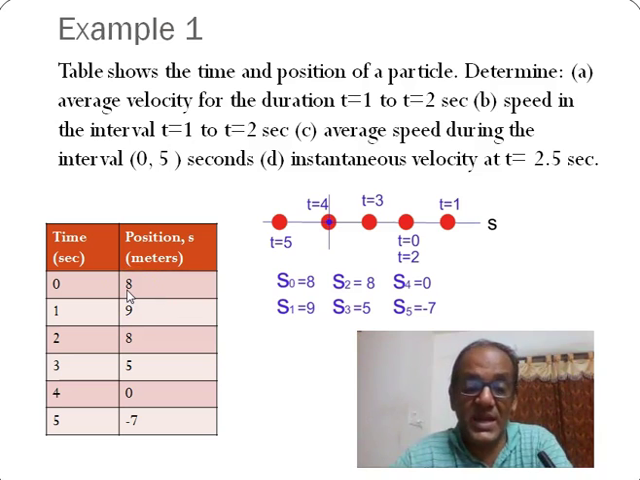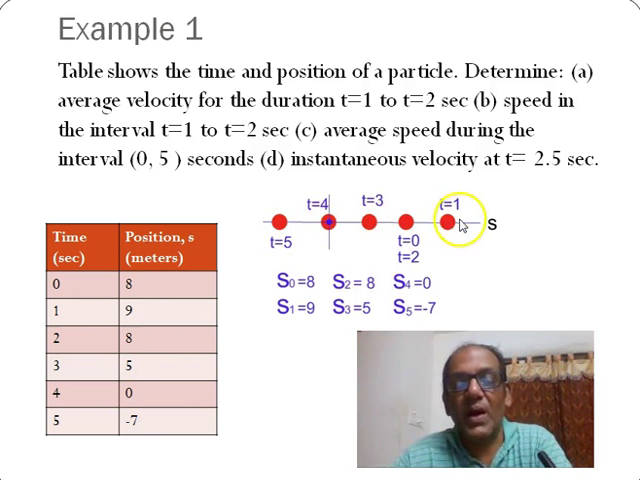This 8 is plus 8, so it is to the right. And at 1 second it is 9 and so on. All these are distances given. What is shown here is the positions of the particle at different instances of time.